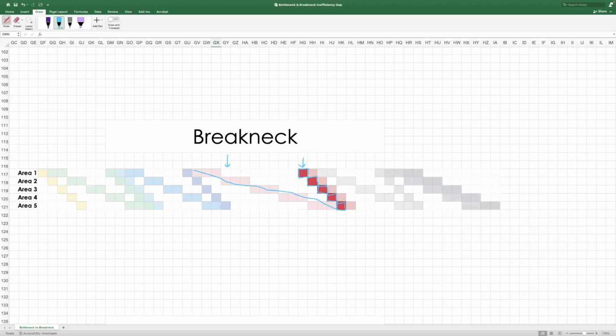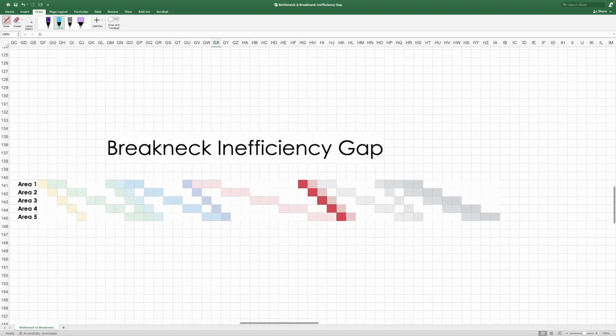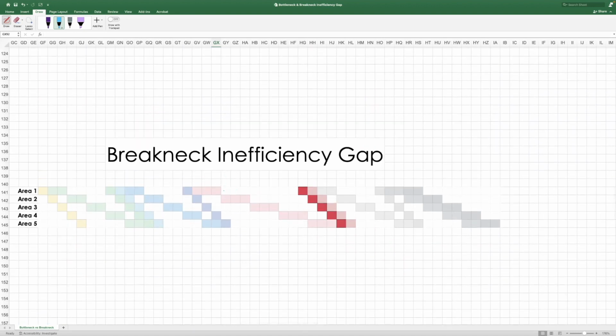So my revelation is that the breakneck inefficiency gap is the one that's on top. All inefficiency gaps that are on top, this one, and this one, and this one, and this one, are all caused by breaknecks. Every single one of them. So look at all of them and study this schedule. Every single one of them has a trade that's going way too fast. That one, that one, that one, and that one.